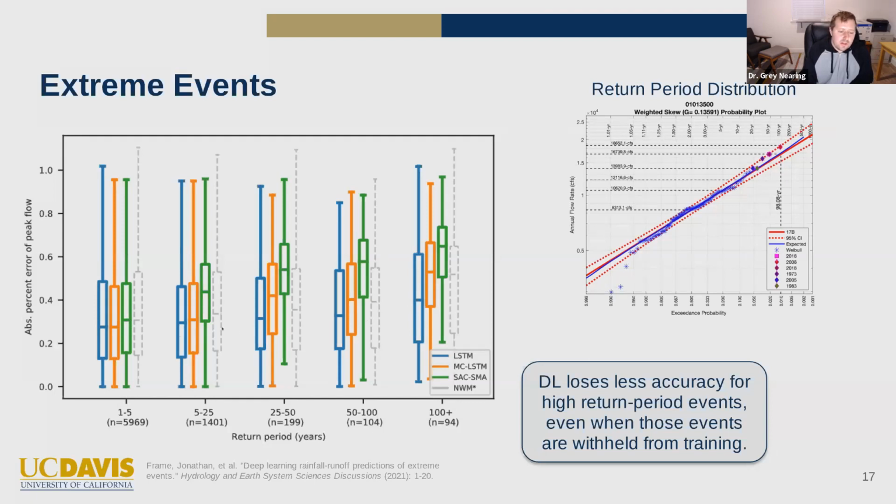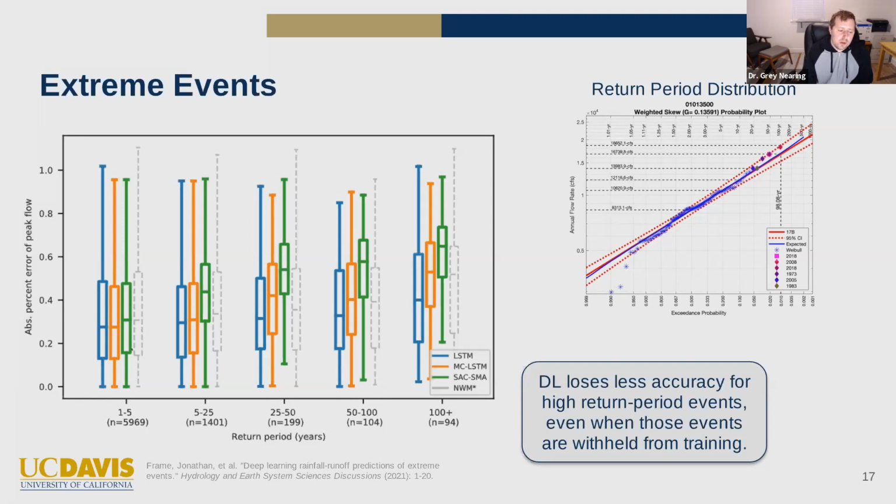The gray box is the National Water Model. That's more of a physically based model than a conceptual model. And it loses accuracy faster than the LSTM does. But the reason this is grayed out is because the National Water Model was not calibrated by restricting only to low return period events. The National Water Model here was calibrated by NCAR, and it was calibrated on a whole time slice.